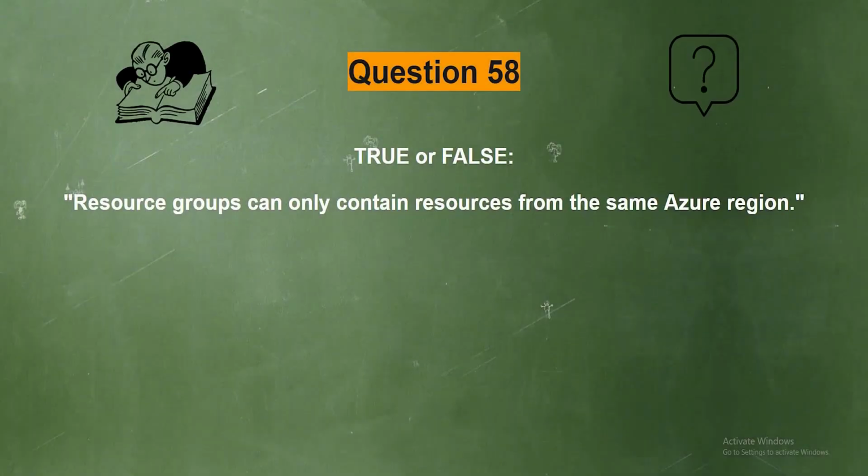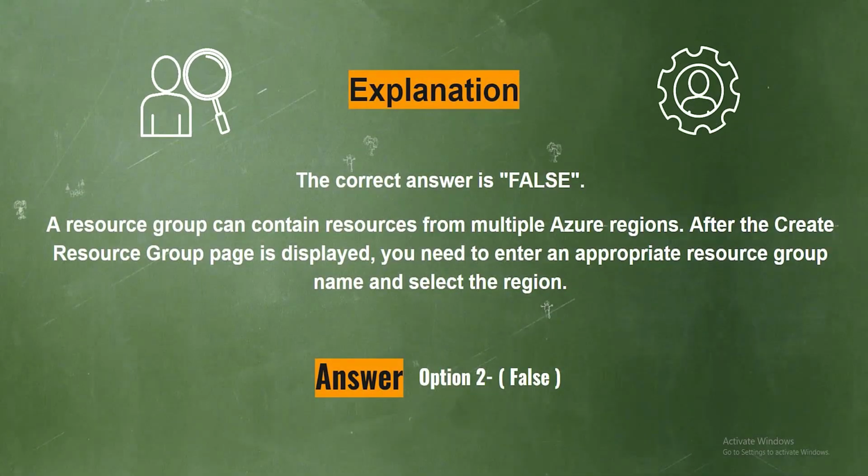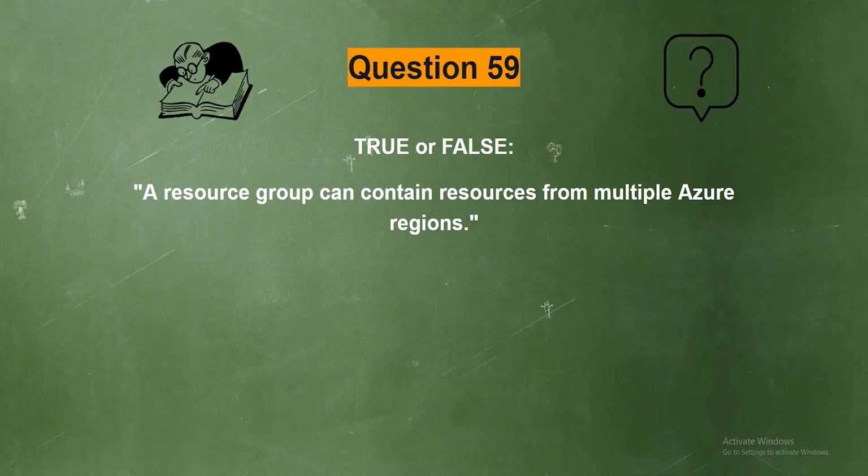Question 58. True or false? Resource groups can only contain resources from the same Azure region, and the options are option 1, true, option 2, false, and the correct answer is option 2, false. Explanation. The correct answer is false. A resource group can contain resources from multiple Azure regions. After the Create Resource Group page is displayed, you need to enter an appropriate resource group name and select a region.